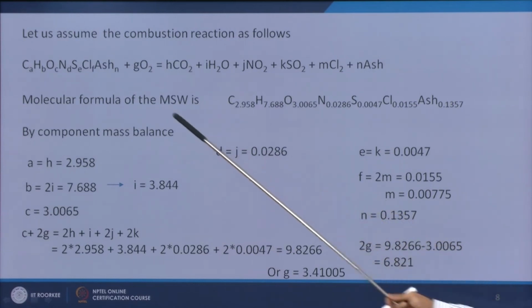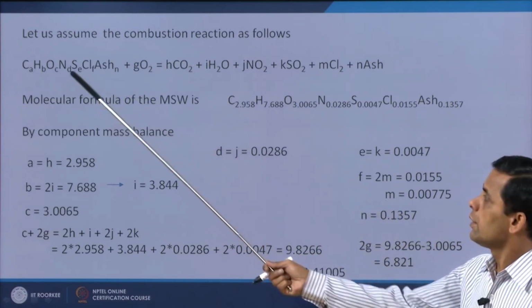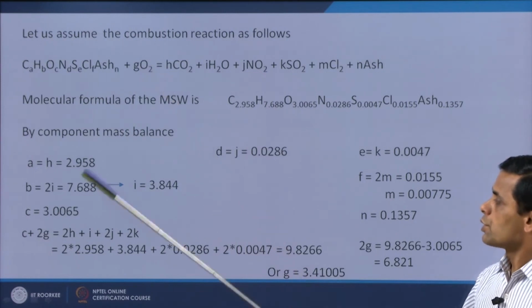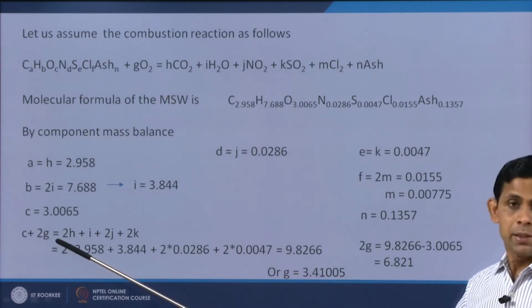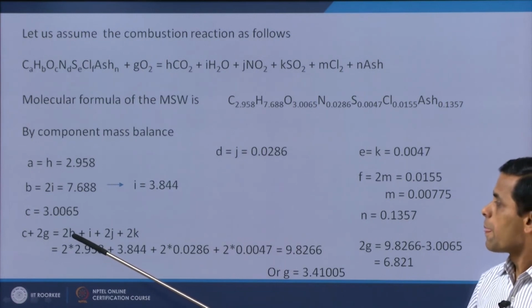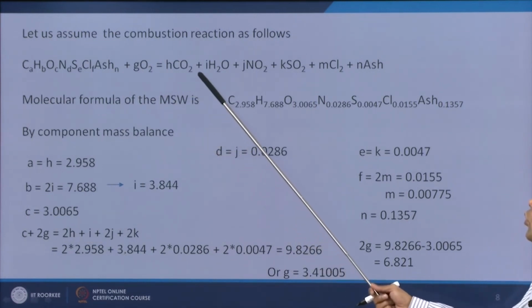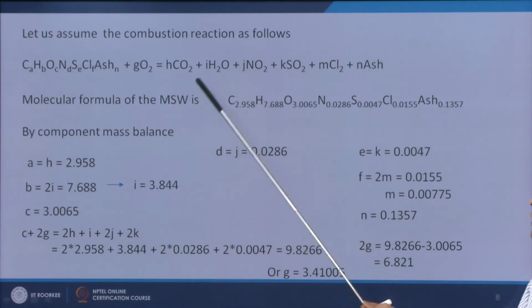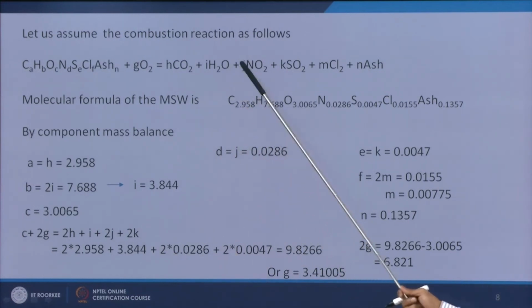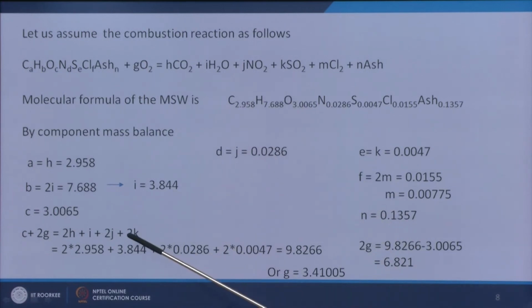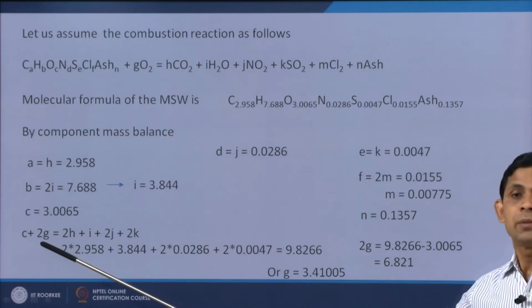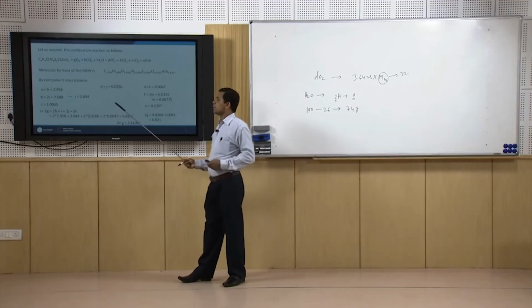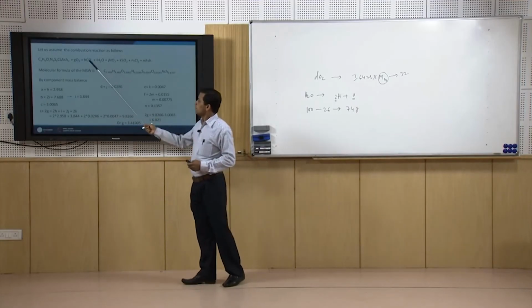Then we are going for the oxygen balance. So, oxygen: C plus 2G, that is equal to 2H plus I, here it is coming I, and from this 2J and here we are getting 2K. So, this is the oxygen balance from the right and left hand side of this reaction.